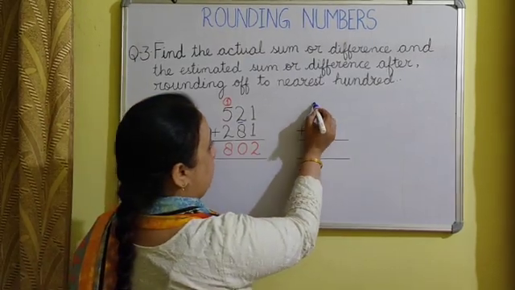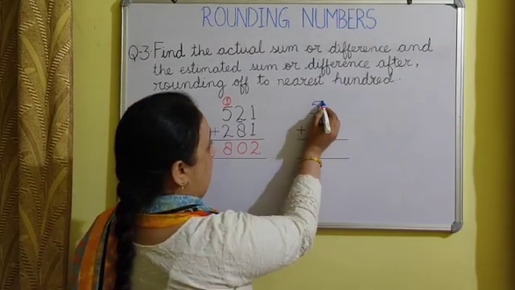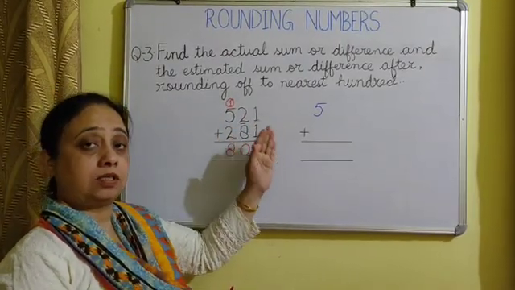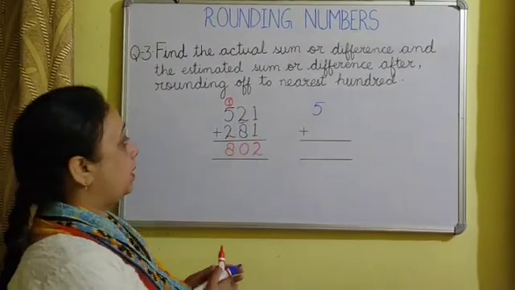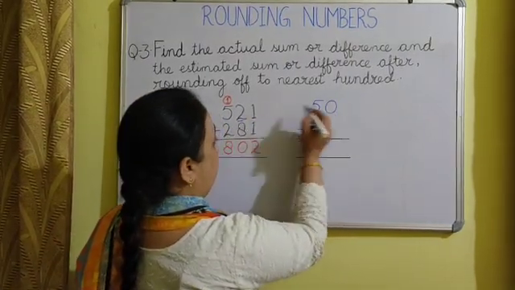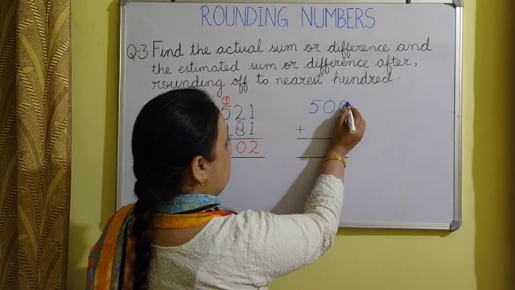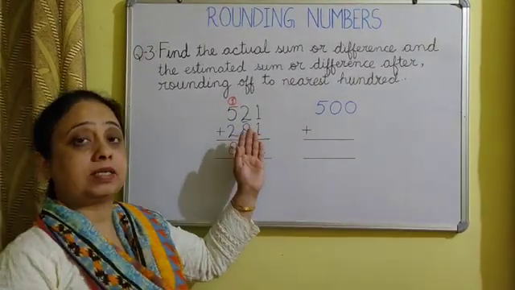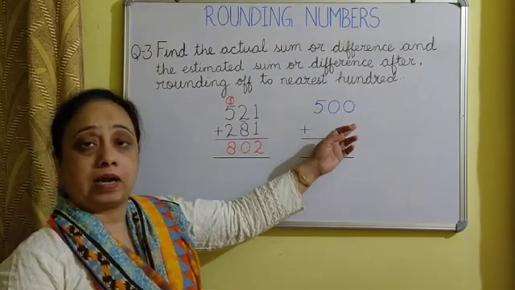That is, 5 will remain as it is. And the digits to the right of this hundreds place will be changed to 0. So in place of 2, we are going to write 0 here. In place of 1, we are going to write 0 here. So when we round off 521 to the nearest 100, we get 500.